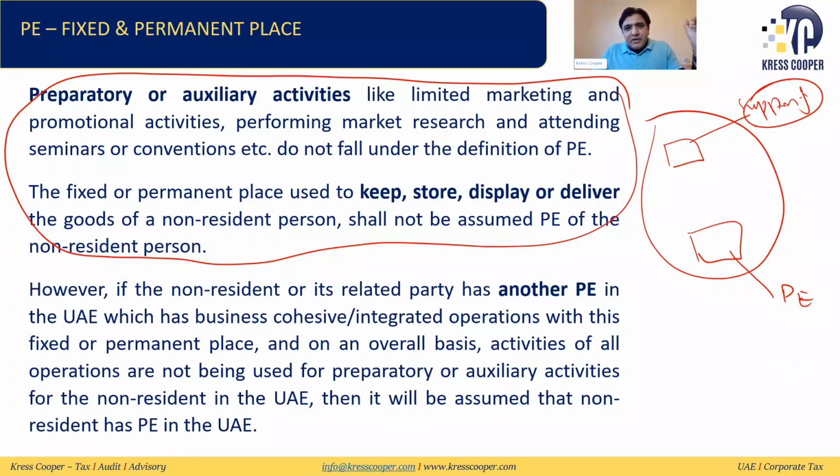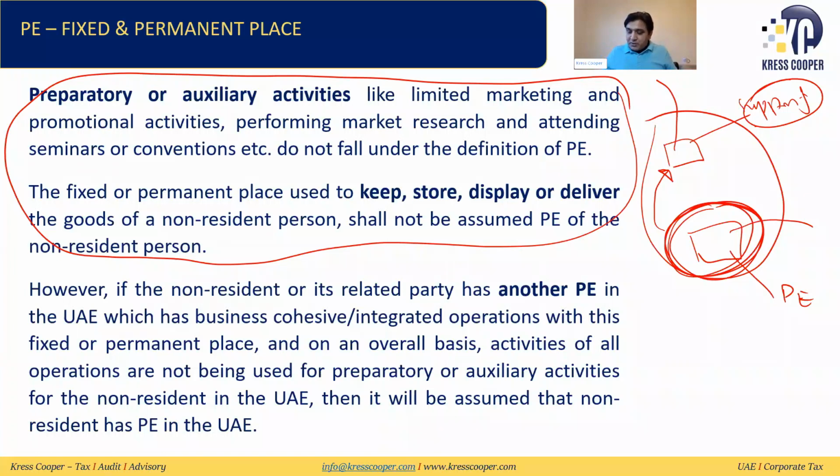In this situation, the law says very clearly, if the non-resident or its related party has any other PE in the UAE, which has a cohesive, integrated business operation with the first site, basically this PE has integrated operations with this supporting site. Then on an overall basis, if this supporting site and this fixed establishment are not providing any auxiliary or support services to the non-resident person, then it will be assumed that the non-resident person has a PE in the UAE.